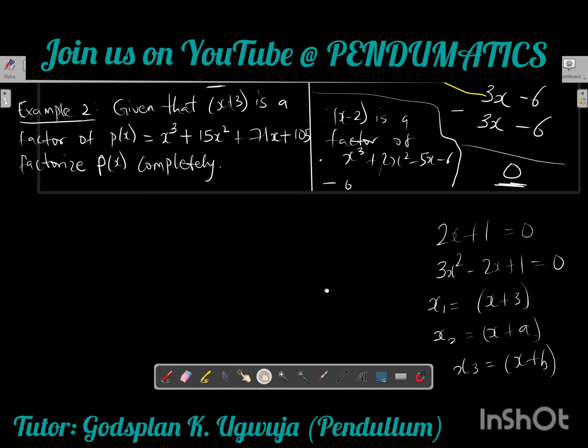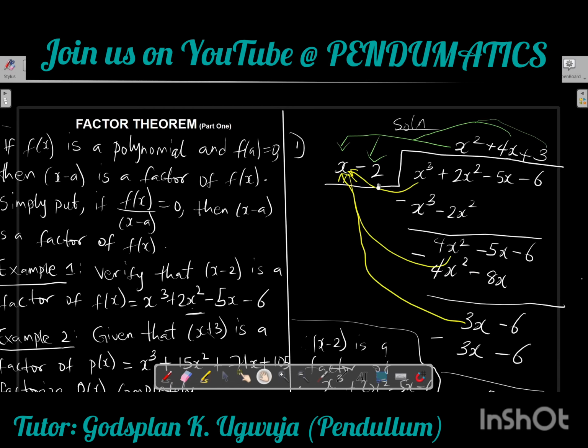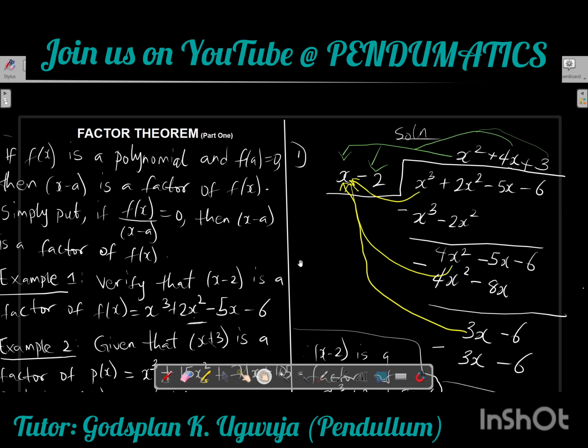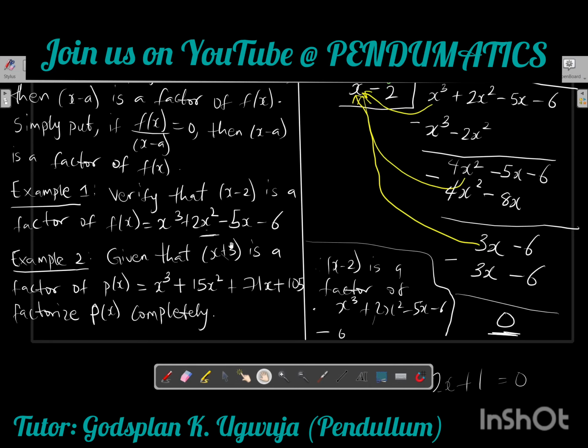If you look at the previous example we did, you will see that when we divide this cubic polynomial by this linear polynomial, the answer we got is a quadratic. The answer reduced from power of 3 to power of 2, right? So we can do the same for example 2, and by so doing, we reduce this polynomial from a power of 3 to a power of 2.